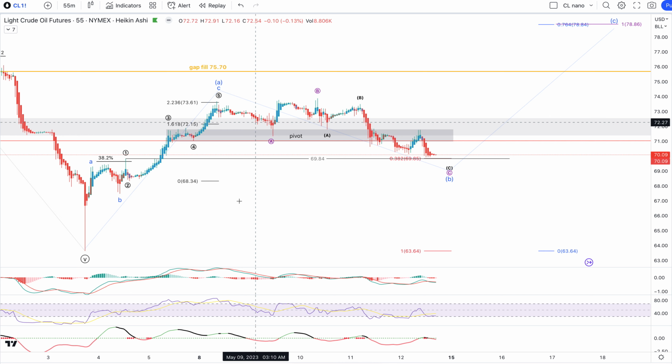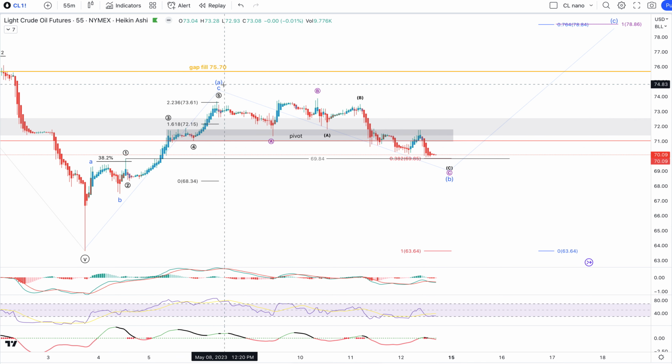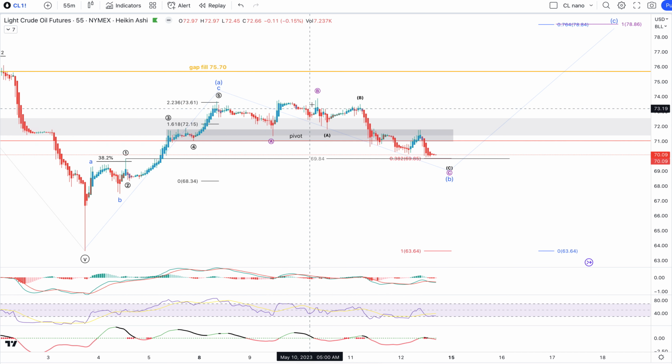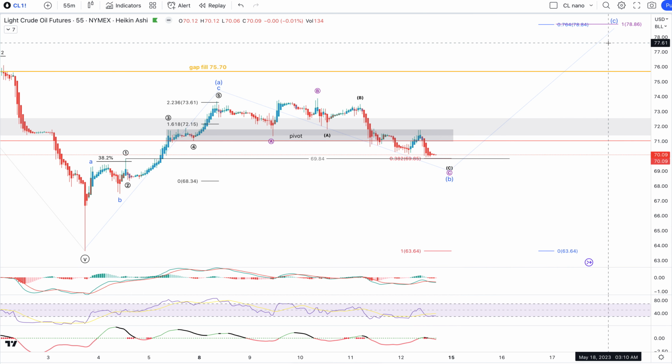The alt case is that this is an ABC, which is really just an A wave, and that now we're completing a B wave, which is another 3-wave move. A, B, C. A B wave could extend a little lower, and then you're going to get wave C all the way up to 78. All right, and then if we just keep zooming out, I'm doing this backwards this week, starting with the nano.